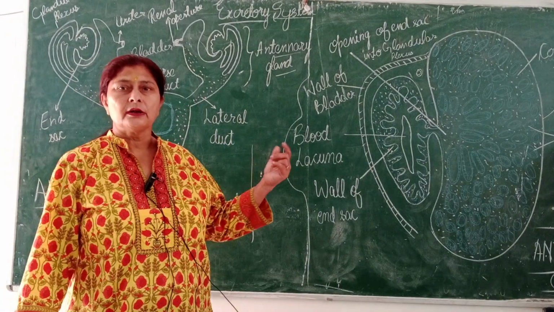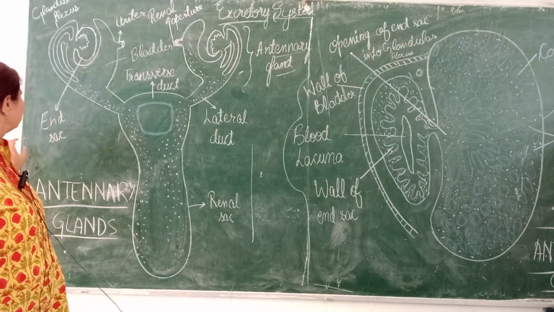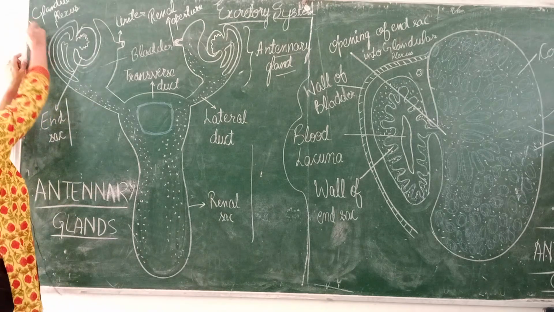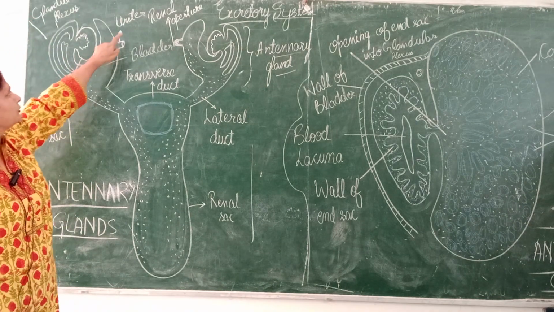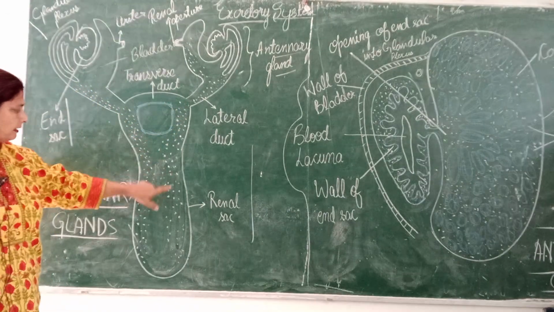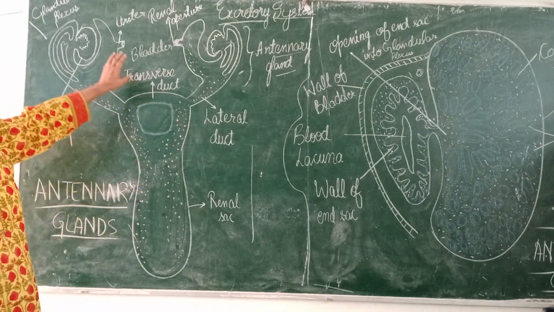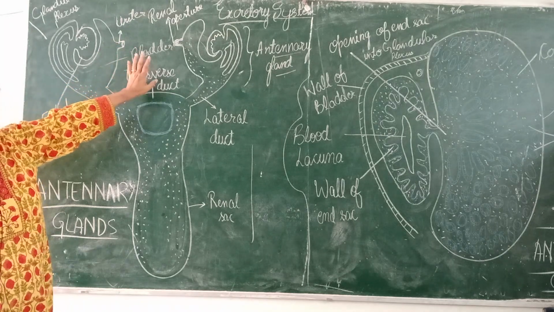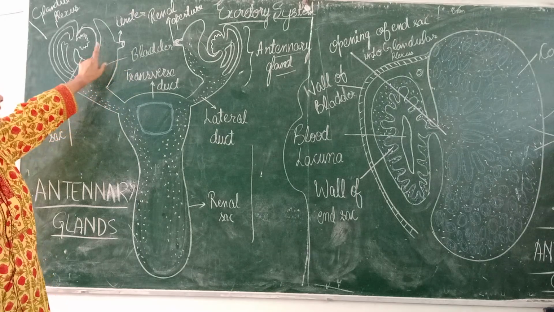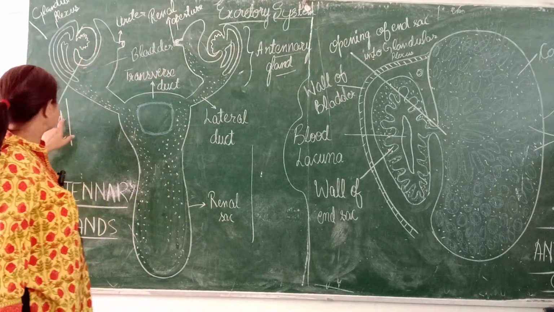Now first, the antennary gland has further three parts. One part is the end sac, another is the glandular plexus, and the third one is the ureter, and then the lateral ducts and the renal sac. Why is it called the antennary gland? Because of its situation in the antenna. The first part is the end sac.